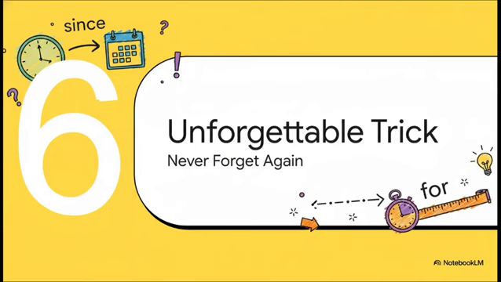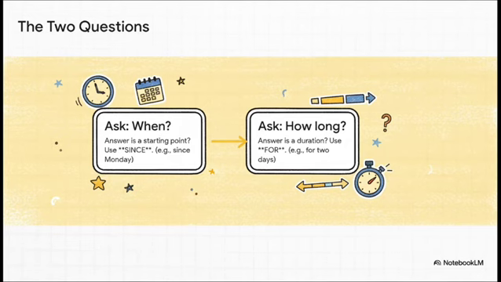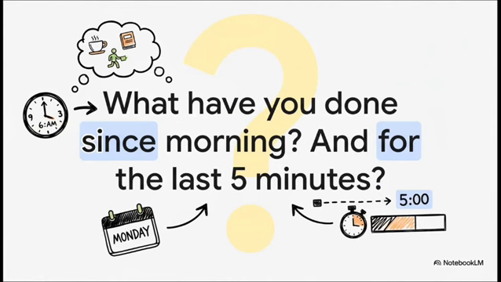Okay, we've gone through the rules, the examples, the mistakes. Now I want to give you one incredibly simple trick so that you never, ever have to second-guess yourself again. This is it. This is the whole secret right here. Before you say or write your sentence, just ask one of two little questions in your head. If the answer is about when something started, use since. If the answer is about how long it's been happening, use for. It's that easy. When, since. How long, for.